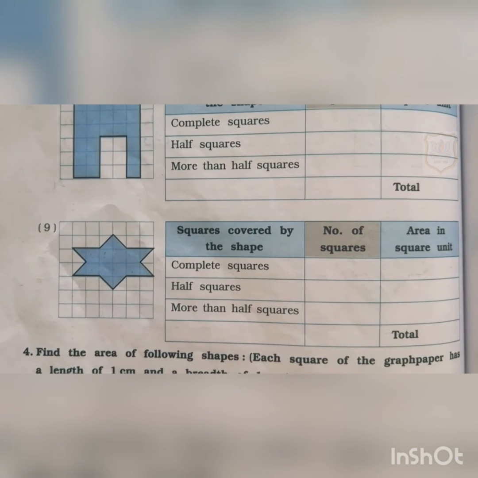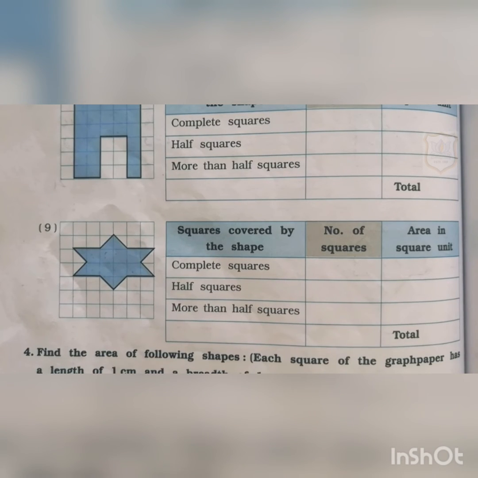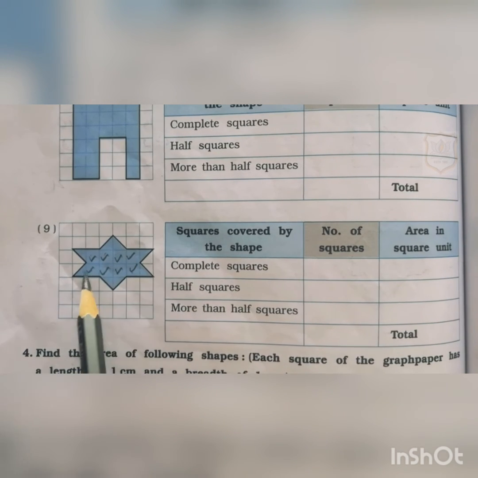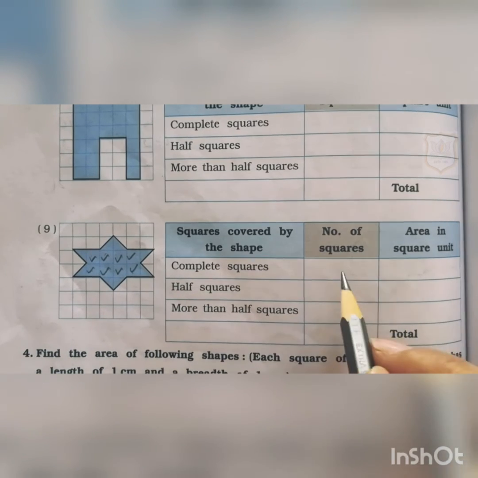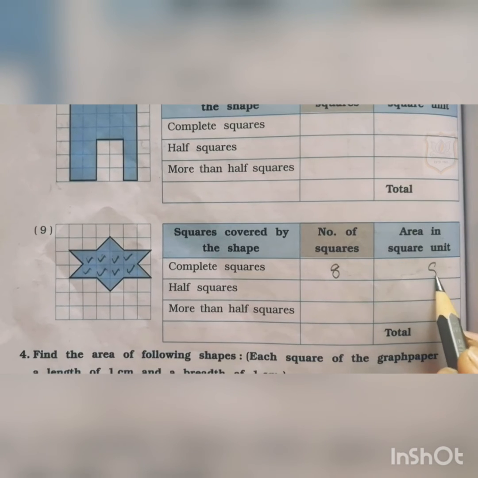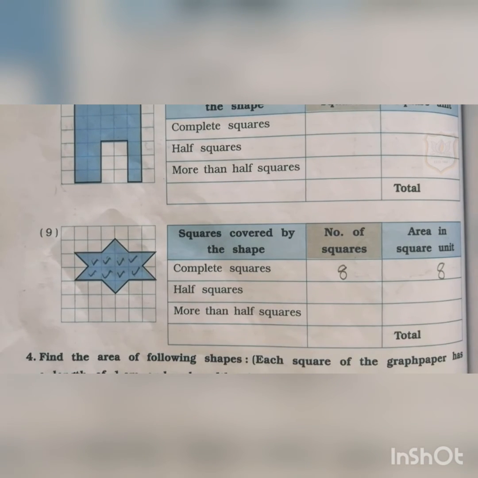We will now do the ninth one. Now here also you can see one figure, a star figure. Here we have only half squares and complete squares. So first we will count the number of complete squares. So the number of complete squares is 8. So you can count it and then you have to write in place of number of squares, that is 8, and the area in square unit is also 8.